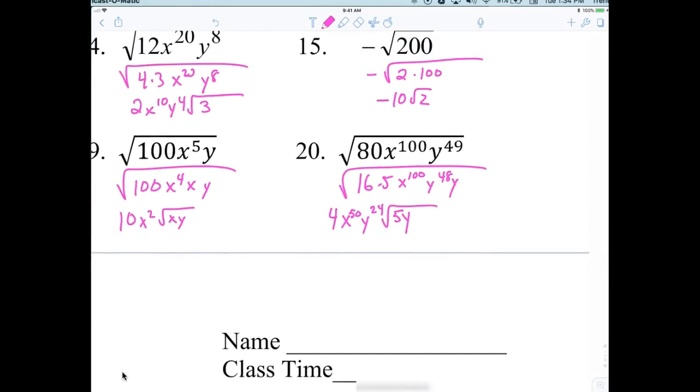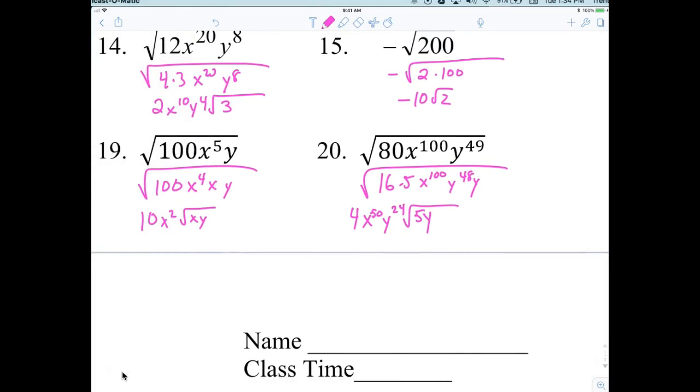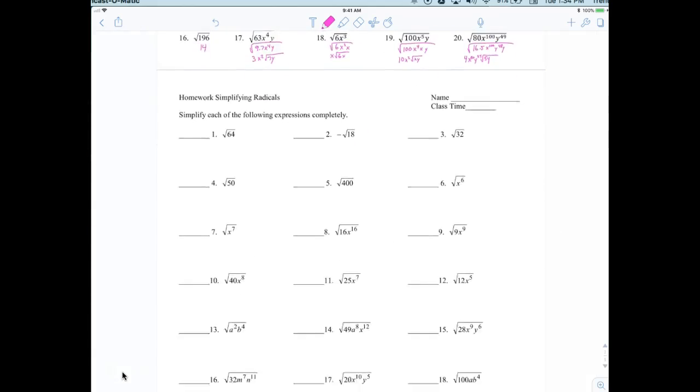All right. Now, everybody look at 20 now. Again, that is a common question because when you look at 100, you look at 49, you're thinking perfect square. You're not. Exponents, remember, you're dividing exponents by 2. If it's not divisible by 2, you have to break it down. All right. Now, here we go.